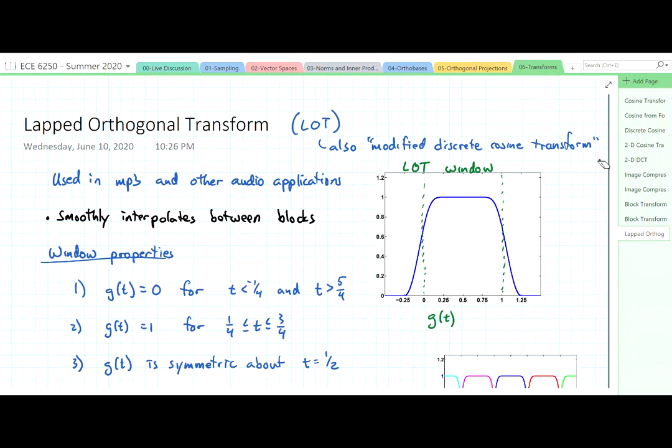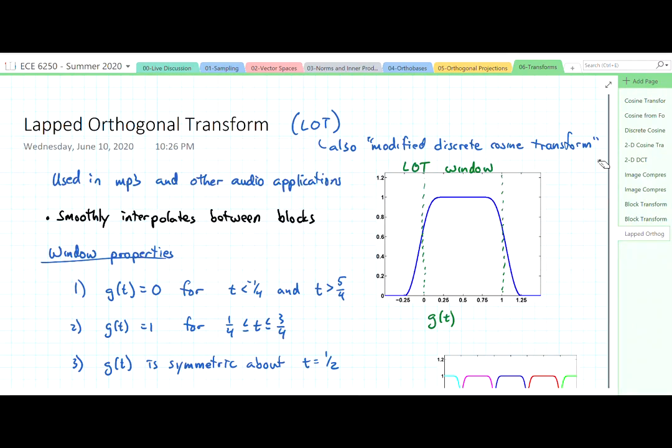And you can hear this. It sounds like clicks or buzz, depending on how big your blocks are, if it's a sound. And if it's an image, you can see the grid pattern, and they call it blocking in images. So if you see these little blocks show up in an image, it's because of this boundary discontinuity. So the lapped orthogonal transform smoothly interpolates between blocks. And the way it does it is it uses the cosine 4 transform that we've discussed previously, and it uses a window.